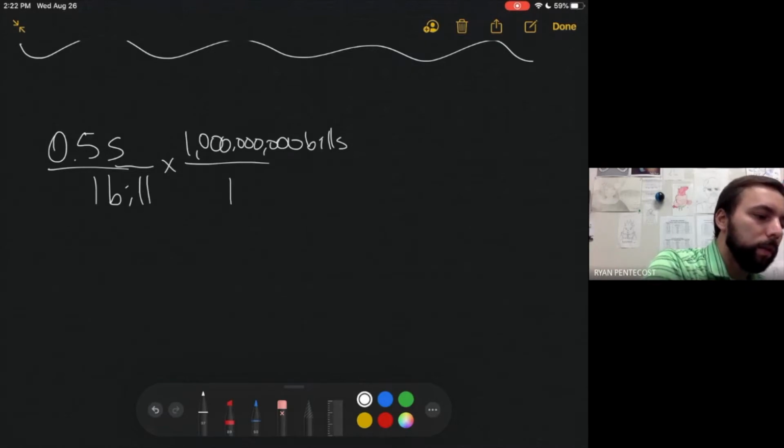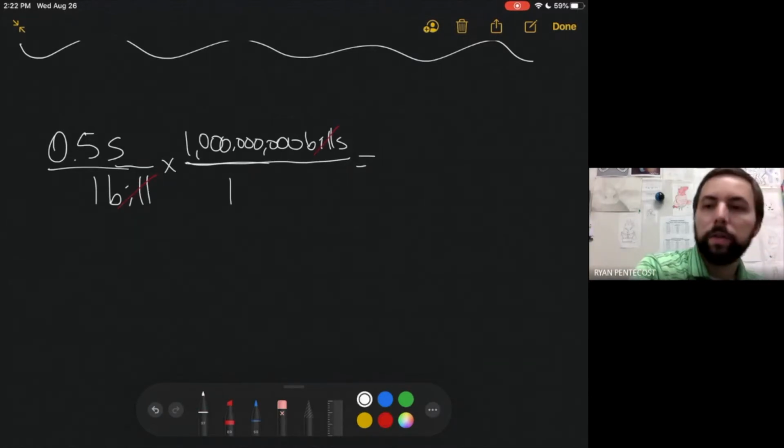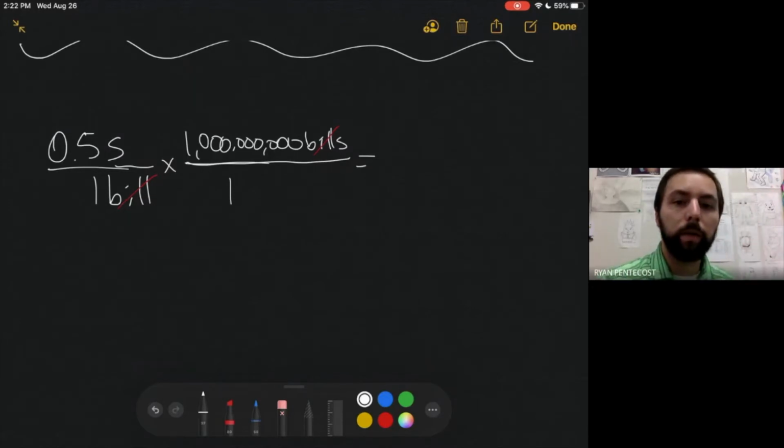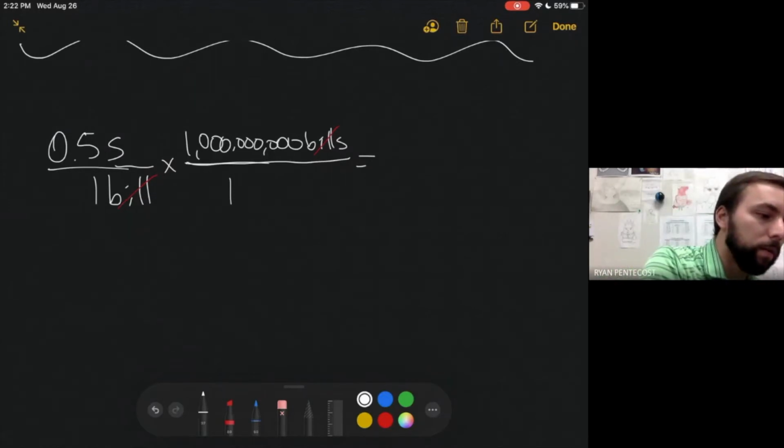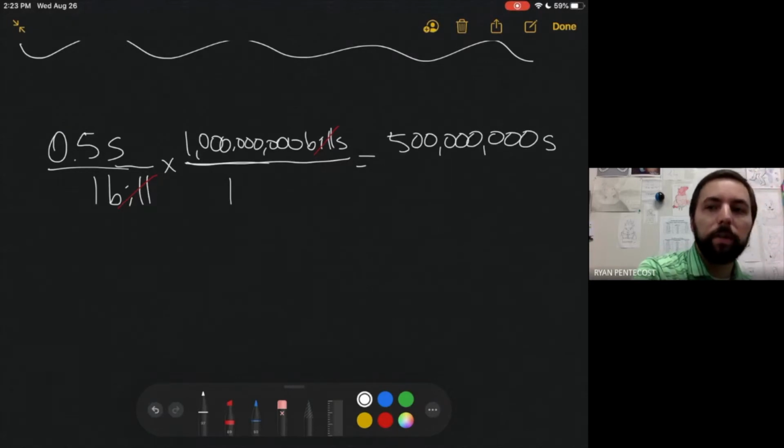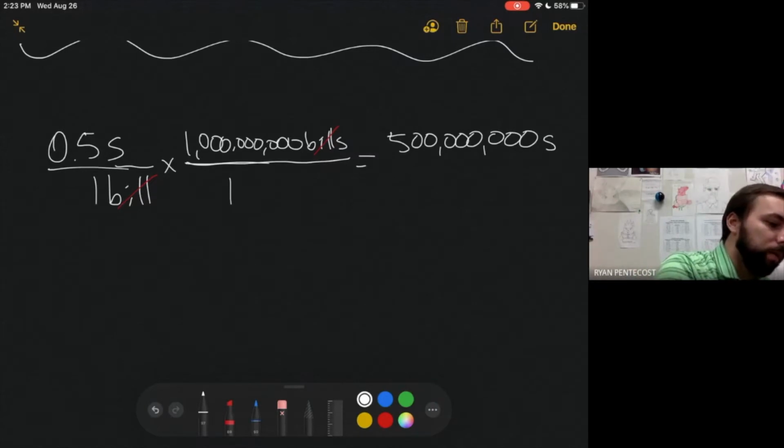Now let's see if you should take that, because these bills will cancel and we will get an answer in seconds. Then we'll convert our seconds. Well, let's see how big the seconds are, and then we'll start converting. So if we take 1 billion times 1/2, you get 500 million seconds. Now let's just convert straight to hours. Don't even joke about minutes, okay?